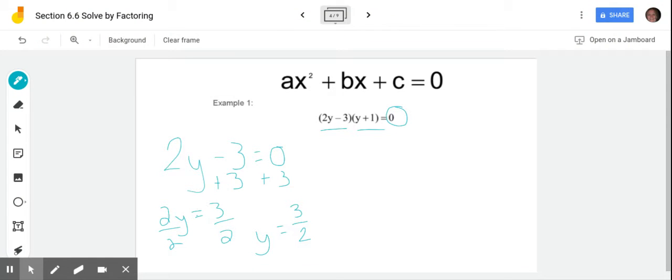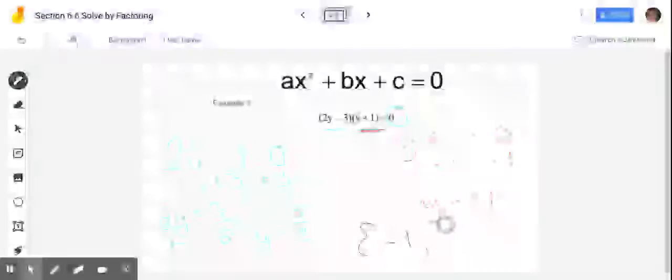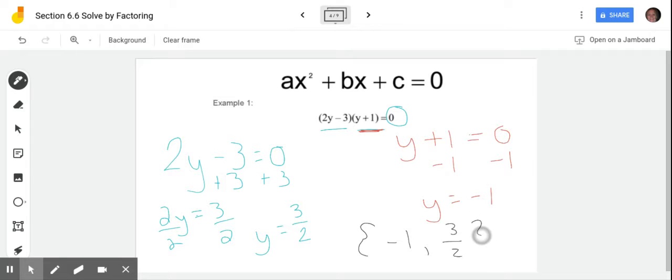And you don't have to turn that into a decimal for me. You can leave it just like that. Okay. We have another answer, though. We have y plus 1 that we have to make an equation. y plus 1 equals 0. I'm going to subtract 1 from both sides. And y equals negative 1. So your answers here are 3 over 2 and negative 1. And you're going to see when you do your MyMathLab work, they're going to put the answer like this. They're going to say negative 1, comma, 3 over 2, and they're going to use these funny brackets.